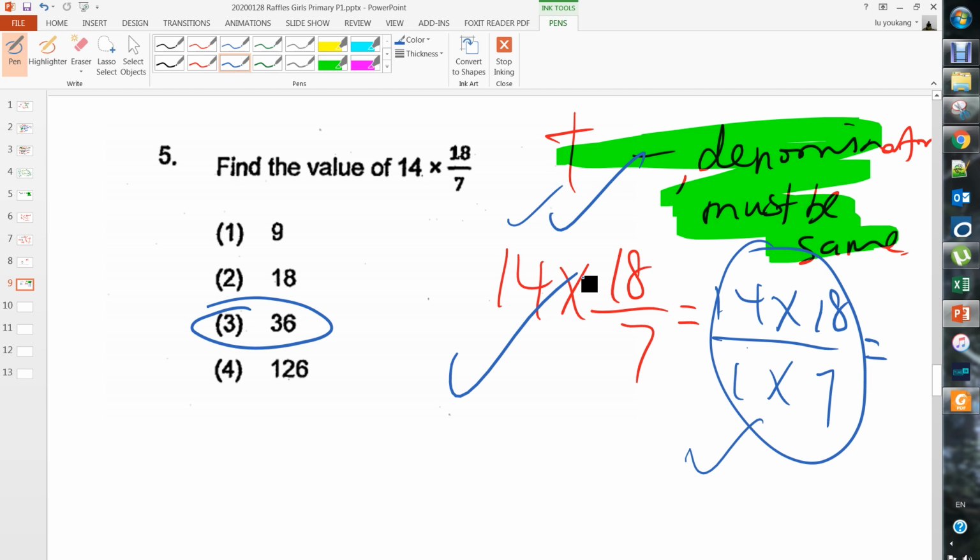Denominator must be the same. That is for plus and minus. Times is a different case already. Same thing for the decimal place. If there is a decimal point, I need to change strategy. Okay? Question 6 now.